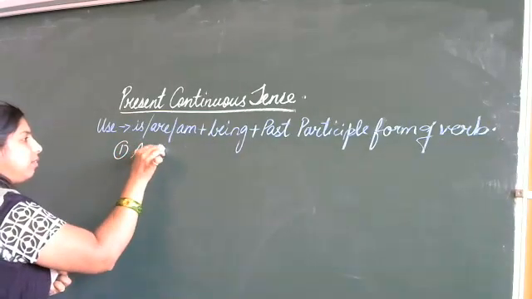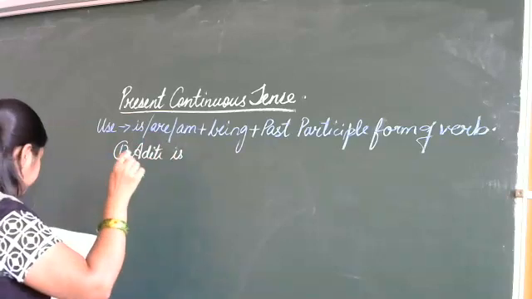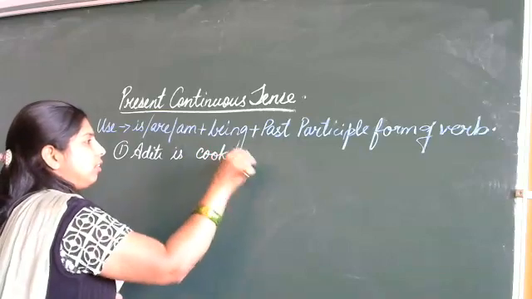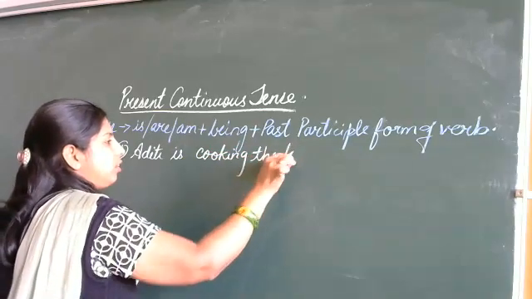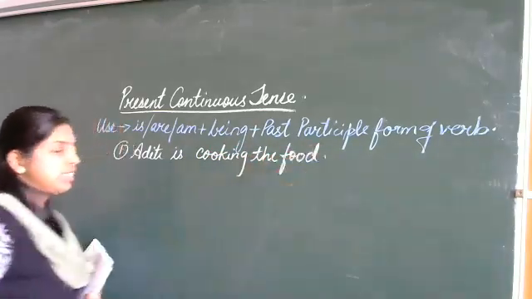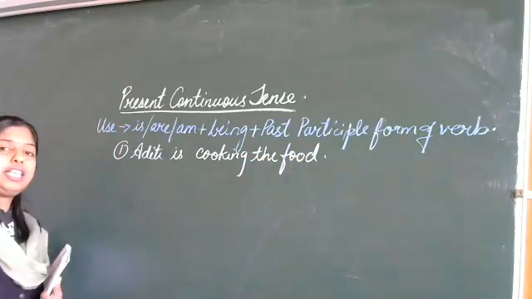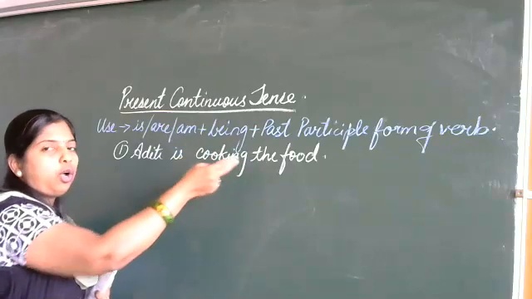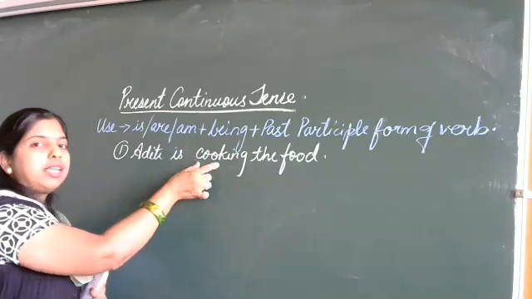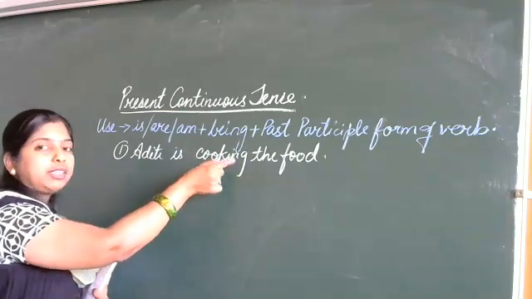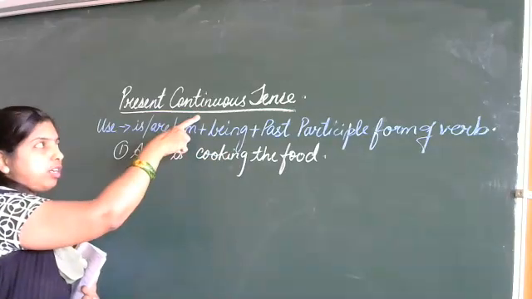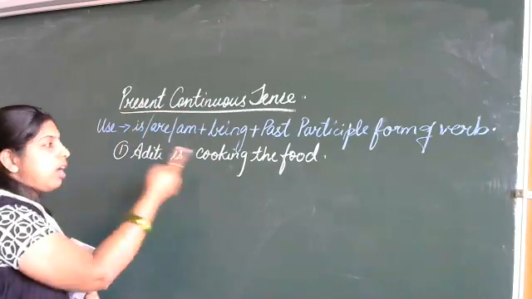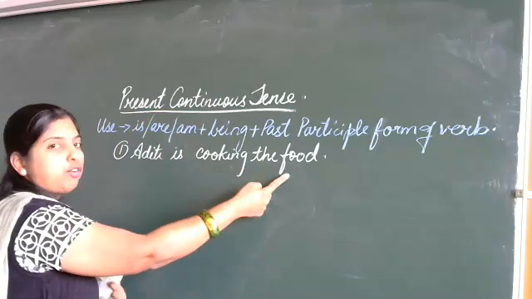Aditi is cooking the food. See, this is in present continuous tense. Is cooking. The action has been going on. Cook is a verb. It is added with the ing form. That is why it is called continuous tense. Aditi is cooking the food.